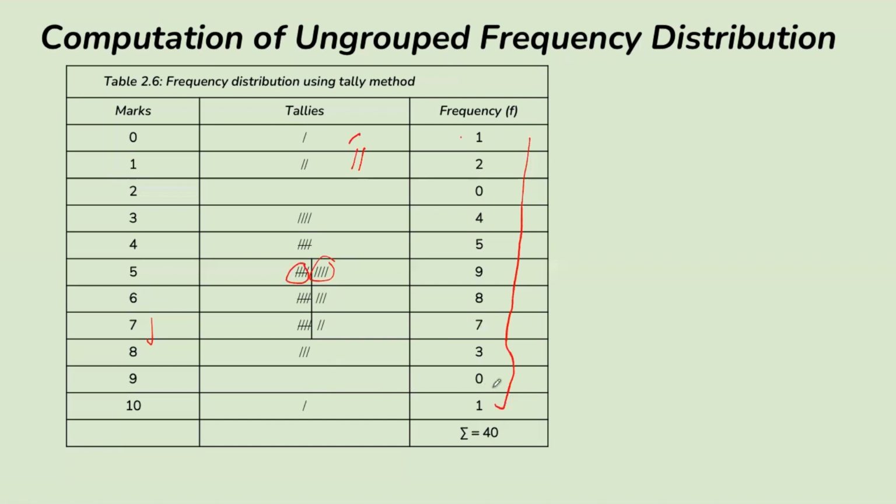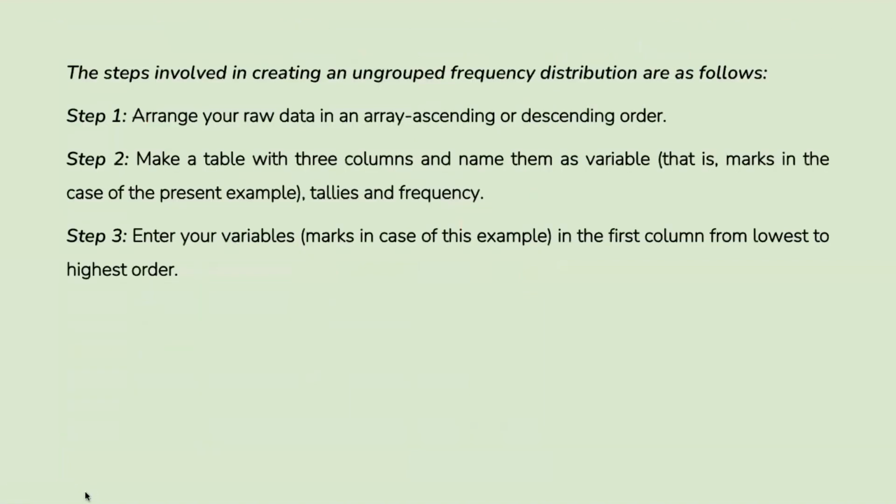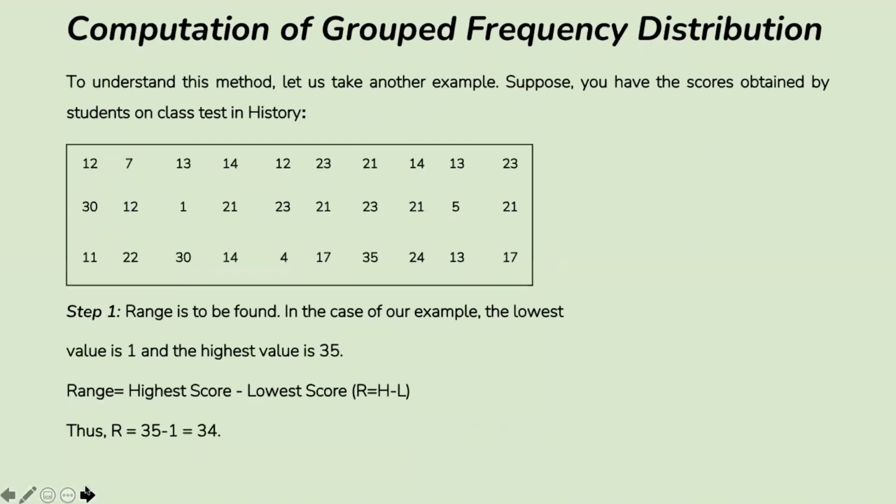So when there are no tally marks, 0, then you don't have to put any mark here. Okay, so this will remain empty. So this is how you compute an ungrouped frequency distribution. Right? So these are the steps which we just discussed. Now let us see how to compute a grouped frequency distribution. To understand this method, let us take another example.